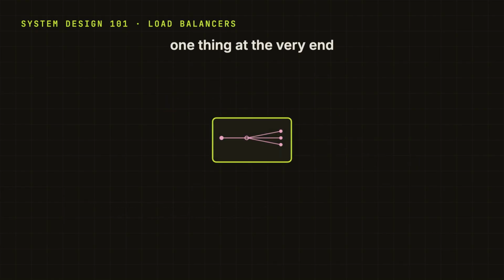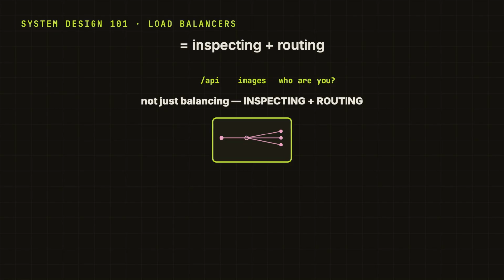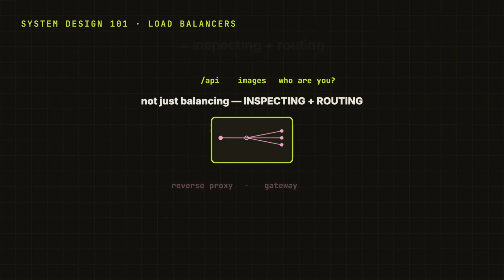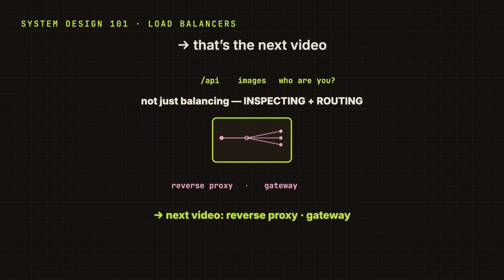And notice one thing at the very end. The moment that front door starts reading your request, looking at the path, deciding slash API goes here and images go there, maybe even checking who you are, it is not really just balancing anymore, right? It is inspecting and routing. That box has other names, a reverse proxy, a gateway, and often one single box quietly plays all of these roles at once, which is exactly why the name gets so confusing. Pulling them apart is the next video.